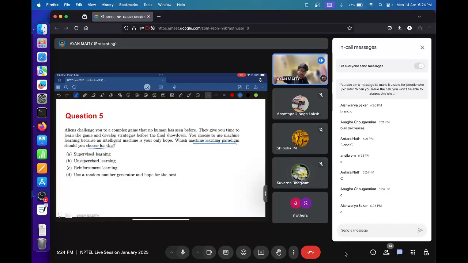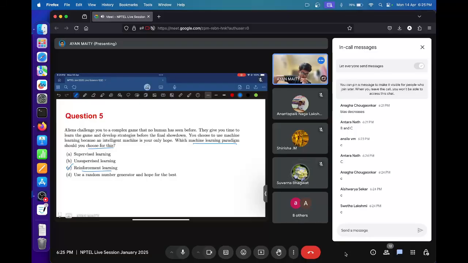Antaranath says option C, Anagha Chowgankar says option C, Aishwarya Sekhar says option C. Shweta Lakshmi says option C. So the correct answer is option C, reinforcement learning.